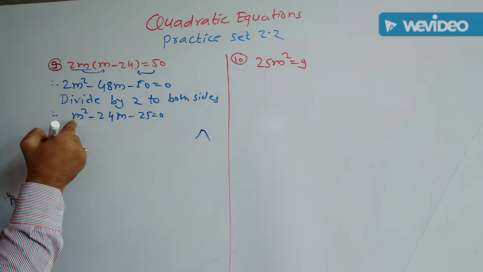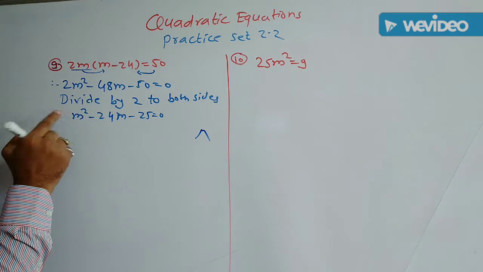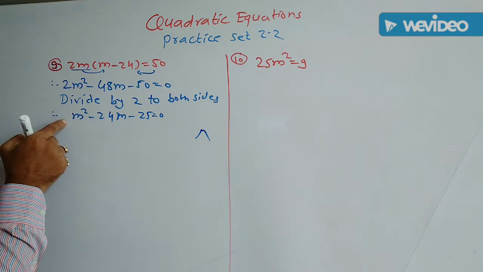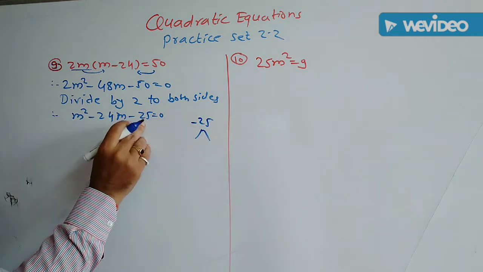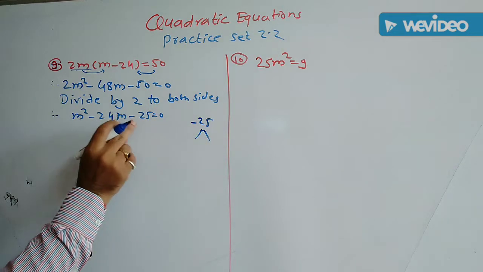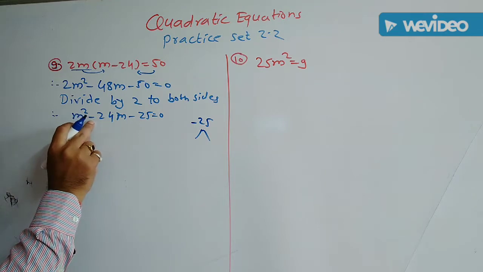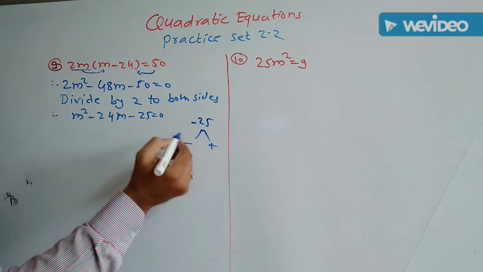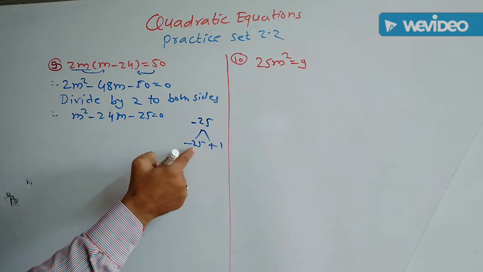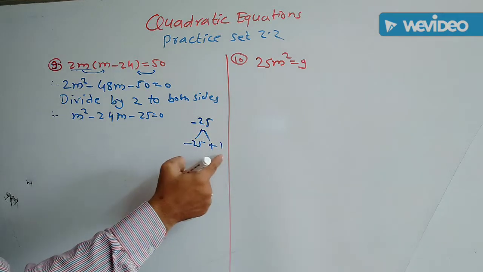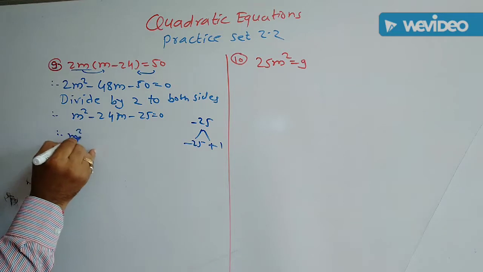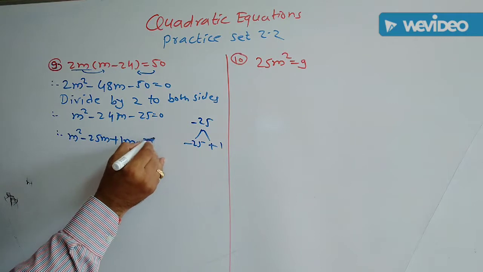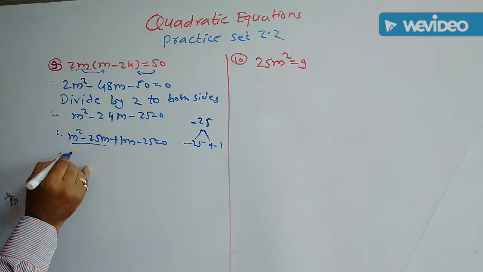Now the coefficient of the square term is 1, so we take directly the constant of minus 25. Now the product is minus, the addition is minus. Therefore we write here minus and plus. Factorize 25: 25 into 1 is 25, 25 minus 1 is 24. Therefore m square minus 25m plus 1m minus 25 is equal to 0.